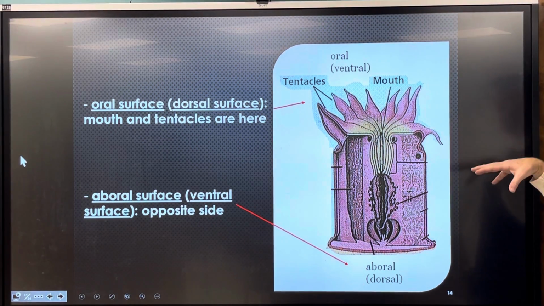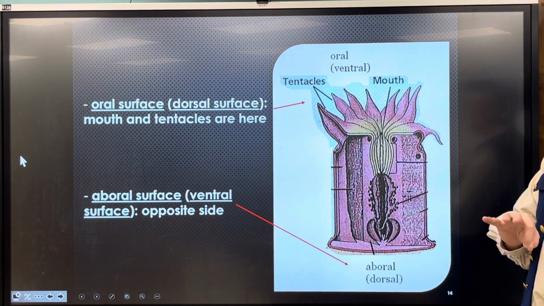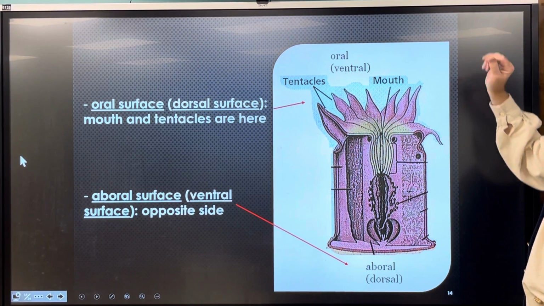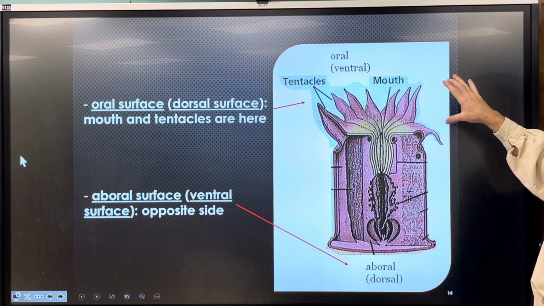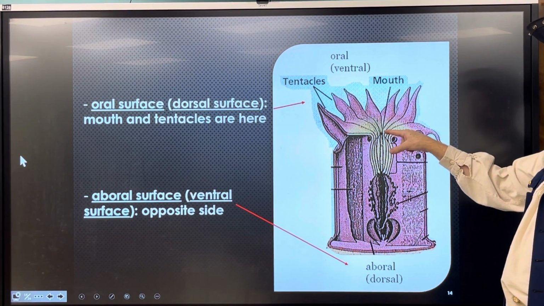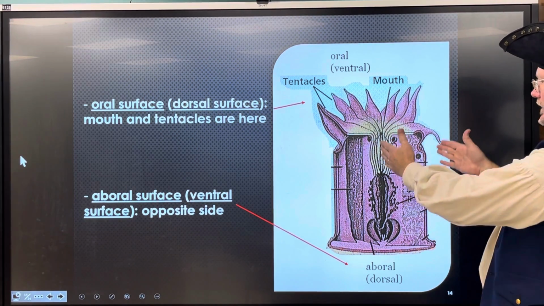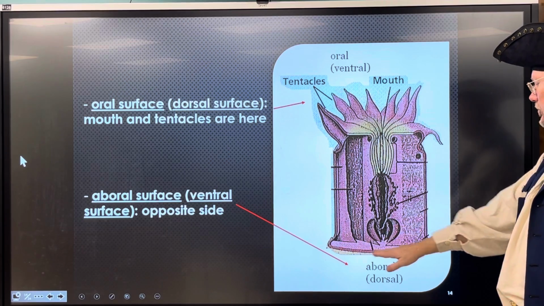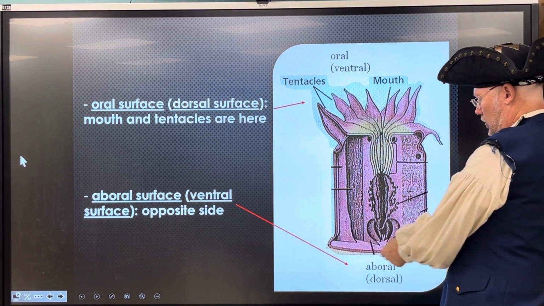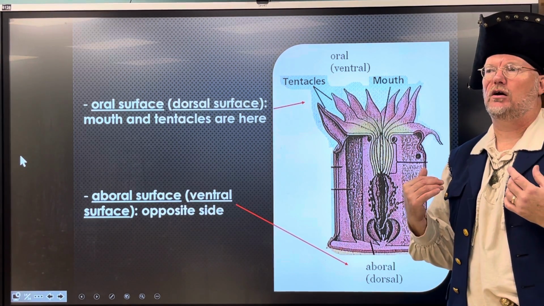They have an oral surface and an aboral surface, otherwise known as dorsal and ventral, okay? So the oral means mouth, right? So that's where the mouth is going to be. And the tentacles coming out like this, and then you've got the body, and then you've got the base, or the aboral.